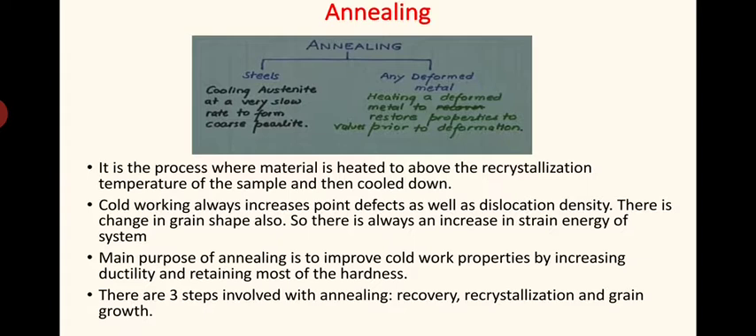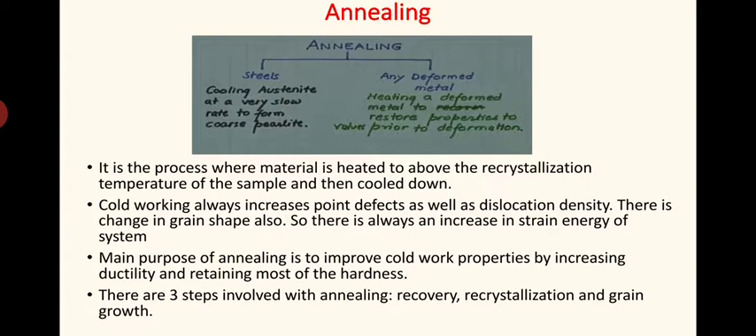So it is the process where the material is heated to above the recrystallization temperature of the sample, then cooled down. So basically, in annealing we will be heating the deformed material to above the recrystallization temperature. That is very important. Here, it is hot working. So above the recrystallization temperature, we will be heating that sample, and then it is allowed to cool down.